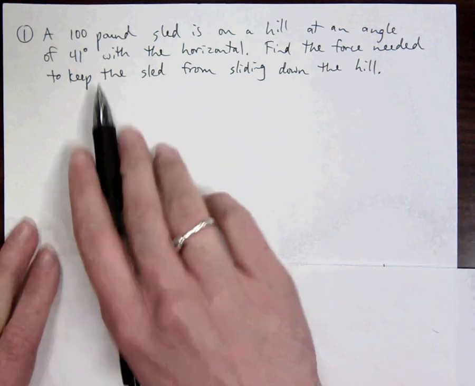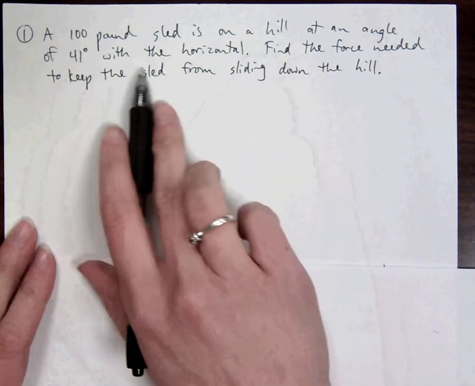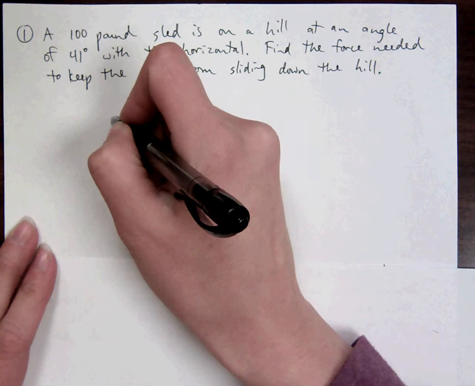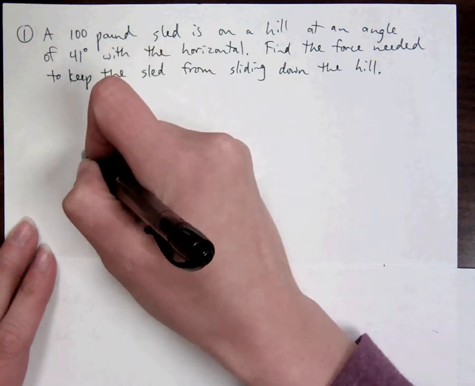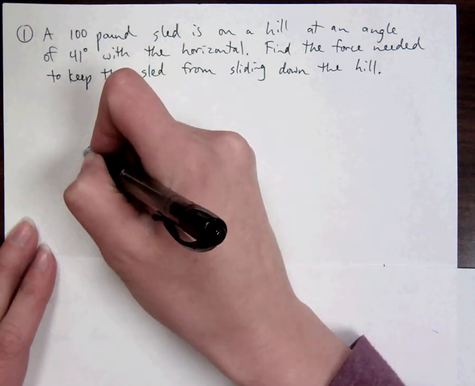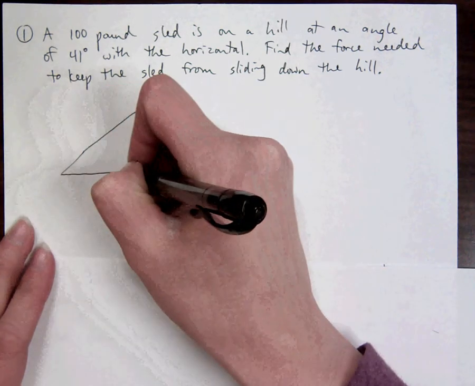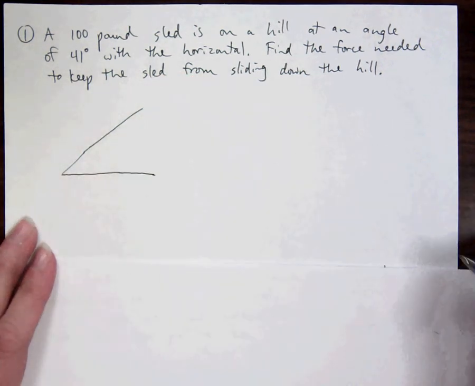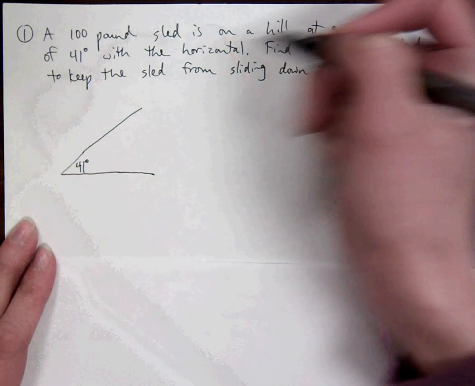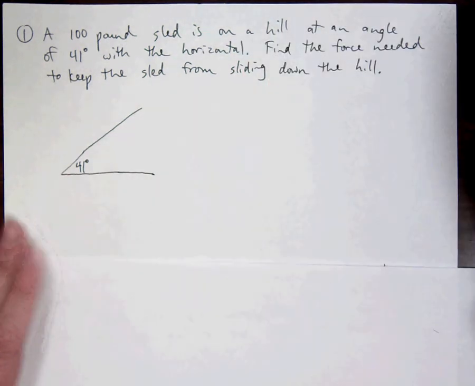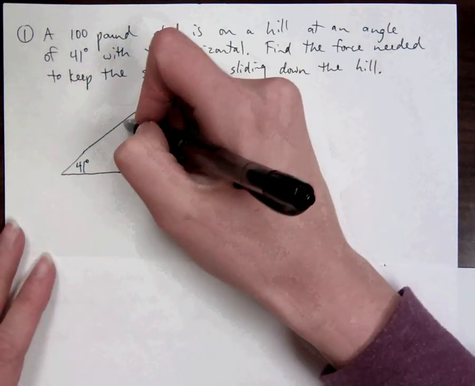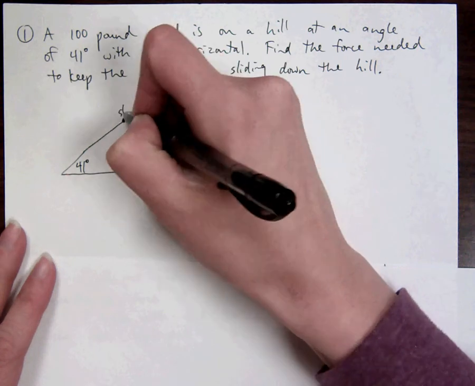So we've got this 100-pound sled on a hill at an angle of 41 degrees with horizontal. So if I draw that, I'm going to try to draw it the best I can too, so it actually looks like 41 degrees. So maybe that looks like 41 degrees here with the horizontal. And then I've got to put this sled somewhere on there. It really doesn't matter where, but somewhere on there is the sled.